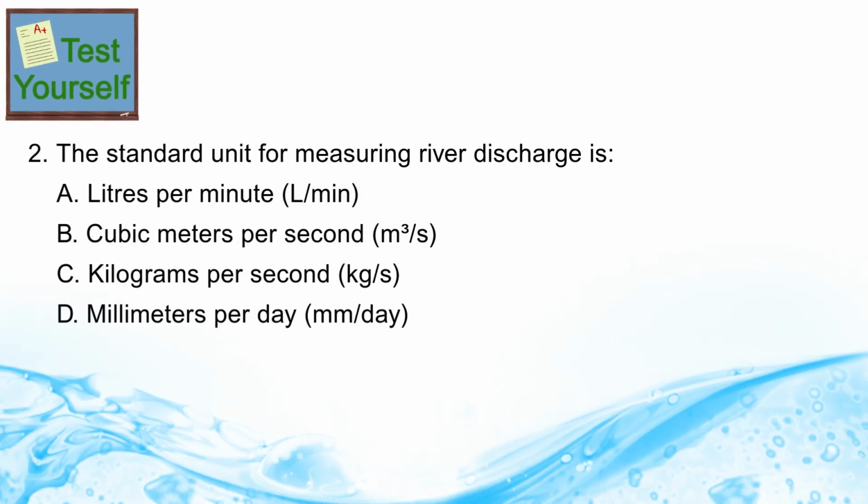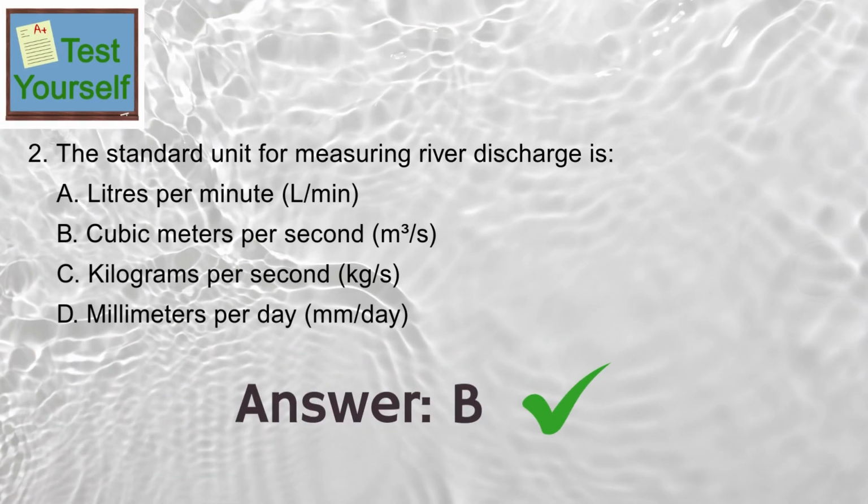2. The standard unit for measuring river discharge is: a. Liters per minute. b. Cubic meters per second. c. Kilograms per second. d. Millimeters per day. The answer is B.